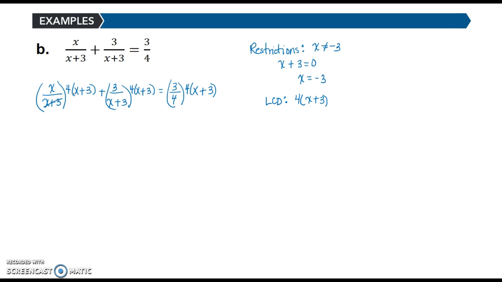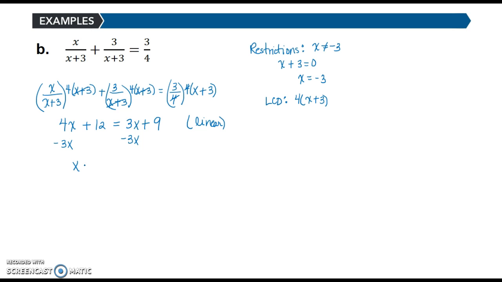In so doing, we're left with x times 4, or 4x. In the middle term, 3 times 4 is plus 12. And on the right side, the 4's divide out. Now we distribute 3 to get 3x plus 9. So this is a linear equation. We solve it by isolating the variable to one side by subtracting 3x.